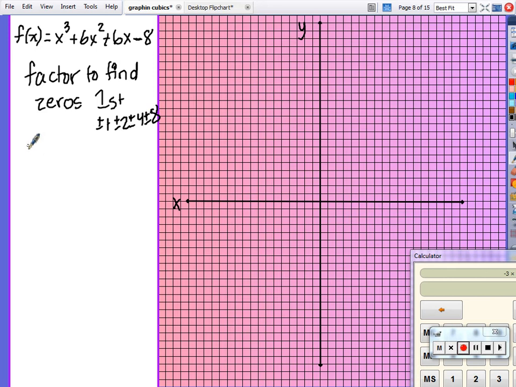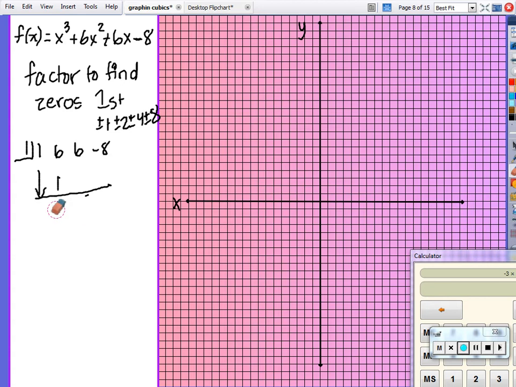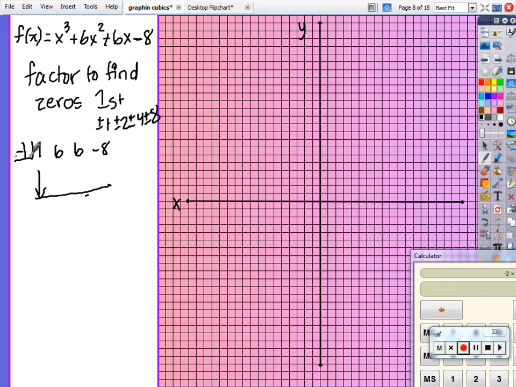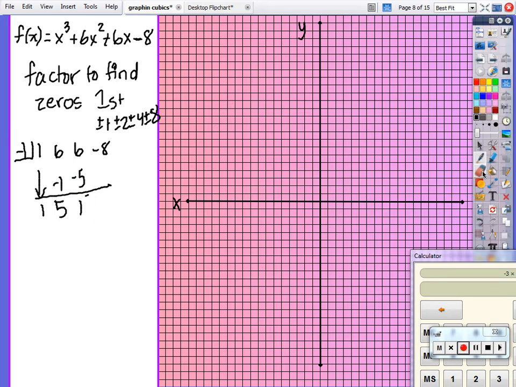So let's try the 1 and do our coefficients. 1, 6, 6, and negative 8. Bring our 1 down. 1 times 1 is 1, 6 plus 1 is 7, 1 times 7 is 7, 6 plus 7 is 13, and that is not going to give us a remainder. Let's try again. All right, let's try the negative 1. Bring the 1 down, it's negative 1, that's 5, that's negative 5, that's 1, and that's negative 1. No remainder, not working for me.